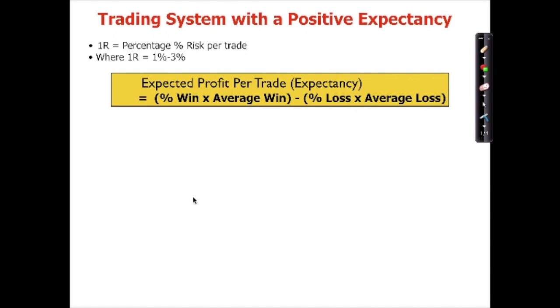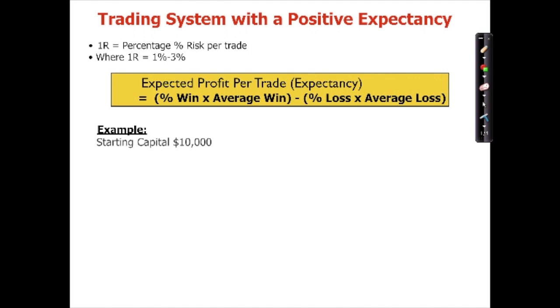Now recall from the last lesson, you learned the meaning of 1R. R represents your percentage risk per trade. So whenever you take a trade, you always risk the same percentage of your capital, which can be anywhere from 1% to 3% risk, but it's got to be consistent. So if you have a losing trade, you would lose 1R or 1% of your capital. If you have a winning trade, you would win at least 2R, or 2% of your capital would gain. Make sense? Great.